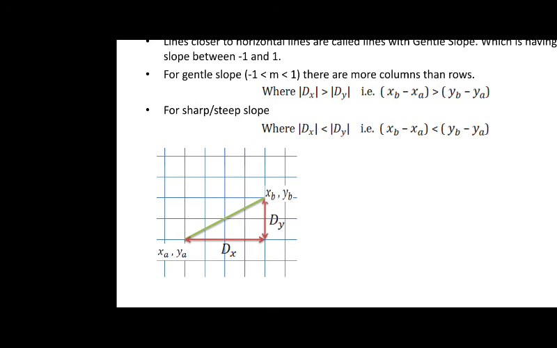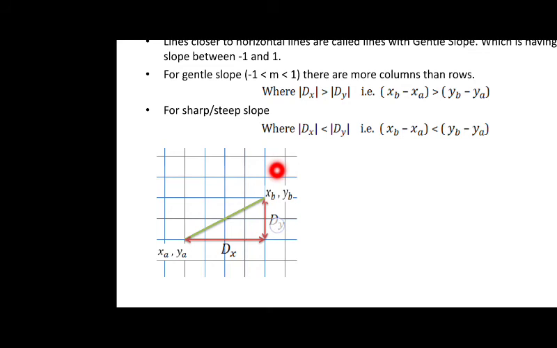You can see here, how many columns? 4 columns. How many rows? 1 and 2. Only 2 rows and 4 columns are required to draw this line. So you can say that this line is having a gentle slope. Or directly you can say whenever your dx, meaning your columns, are more than your rows, at that time you can say the line is having a gentle slope.